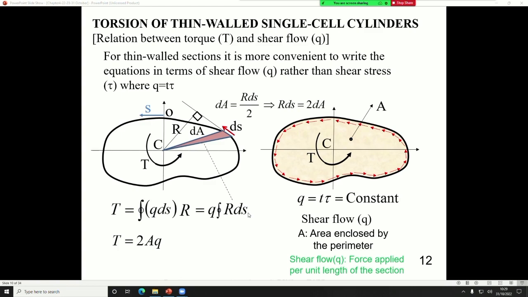So from slide 11, you found that if I apply a torque to a single cell tube, the outcome is a constant shear flow. On slide 12, I showed you the torque applied is equal to 2 times the area enclosed by the perimeter multiplied by the shear flow.